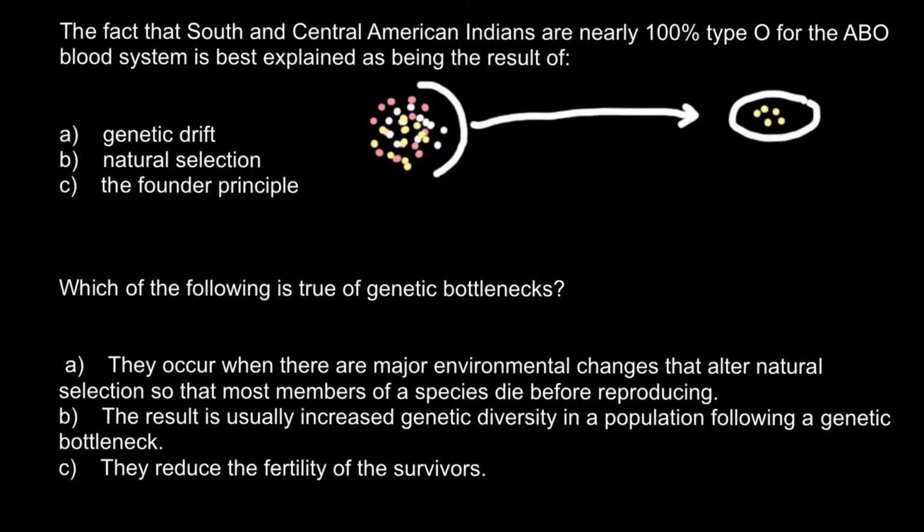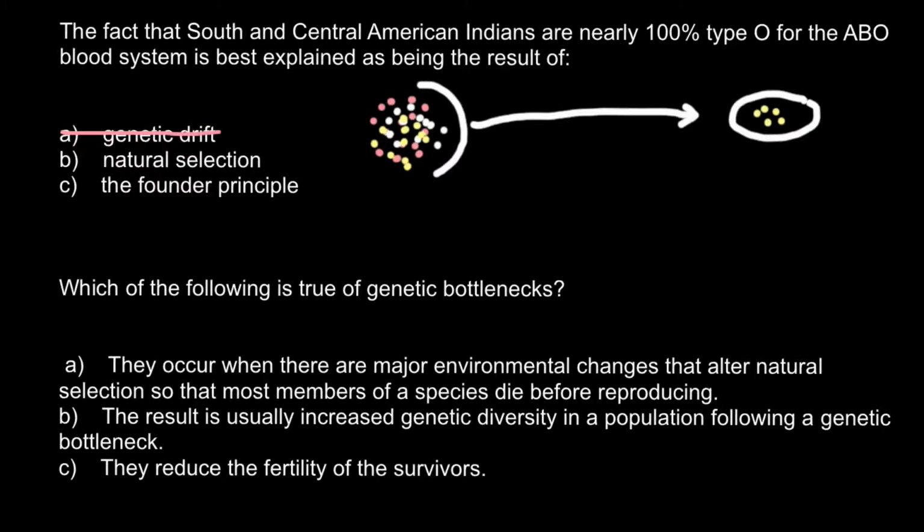Once again, answer A, genetic drift. Could it cause only blood type O to be found in the indigenous people of Central and South America? This is not true because, as you see, genetic drift usually adds new alleles to the gene pool. So we can cross out this answer.